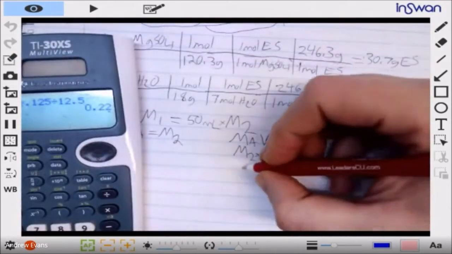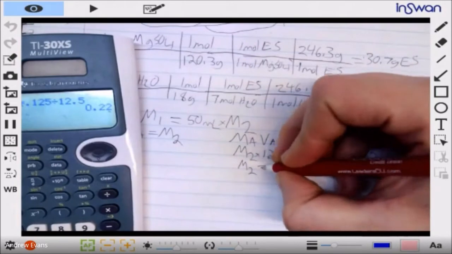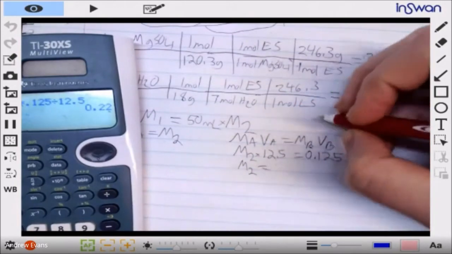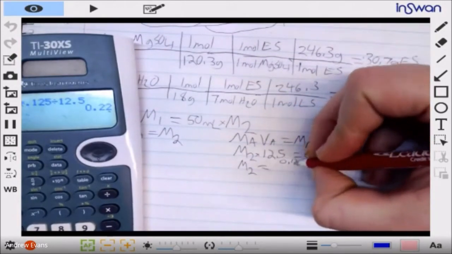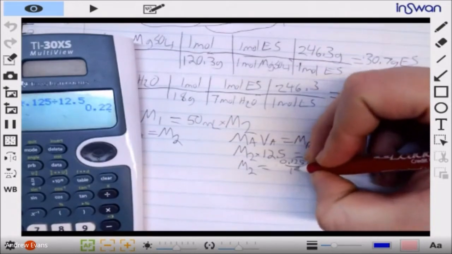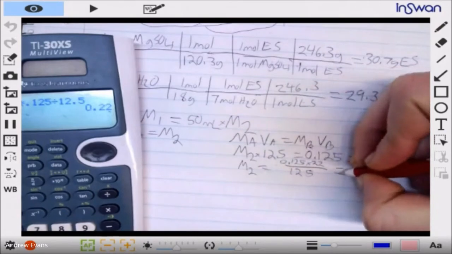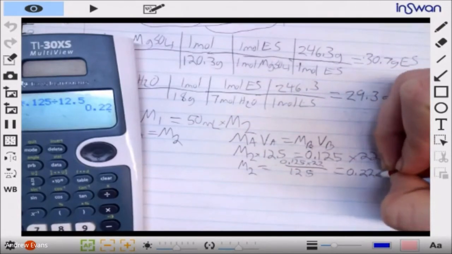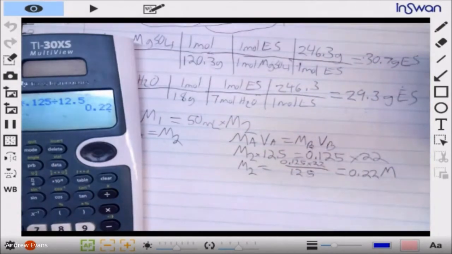You do that, M2 is going to be, let me rewrite this. So what I've just done is M2 is going to be equal to 0.22 molar. That is the first answer.